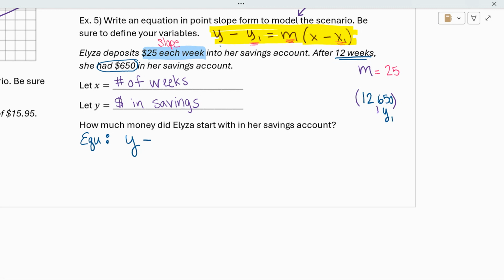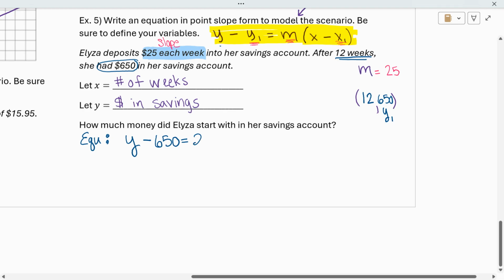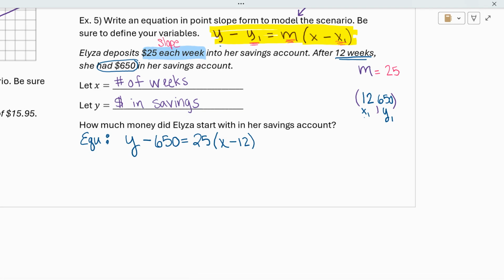You said it. 650 equals M, which is my slope. What is my slope? 25 times the quantity X minus X sub 1. What is X sub 1? Yeah, your ordered pair is an X sub 1, Y sub 1. So X minus 12. This is our equation in point slope form.